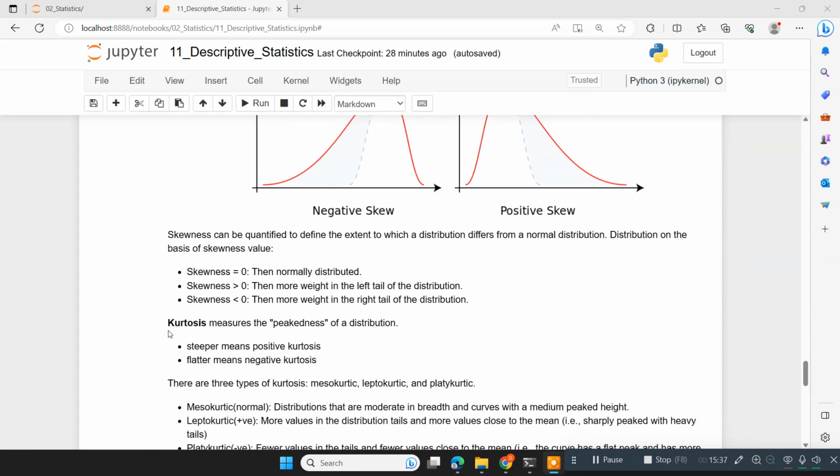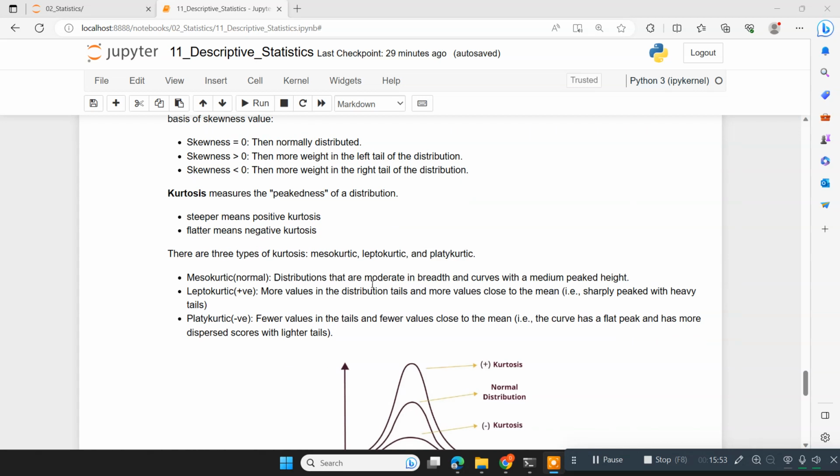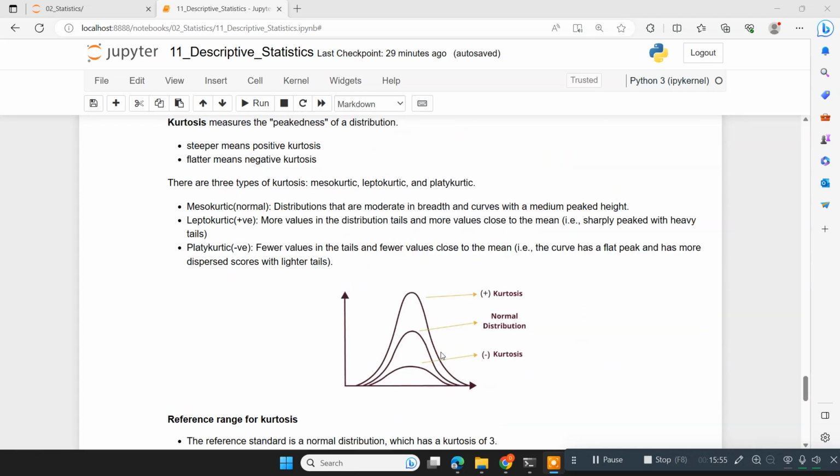Then another metric is kurtosis. Kurtosis means peakedness. If you have a steeper curve, that is positive kurtosis, and if the curve is flatter, then that is negative kurtosis.